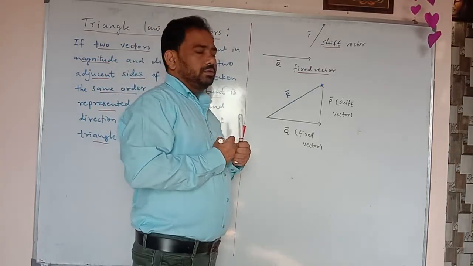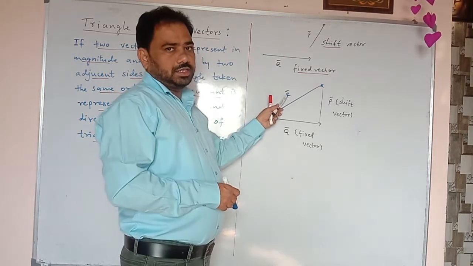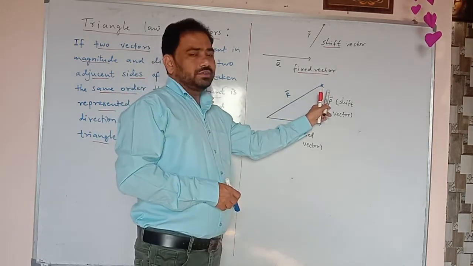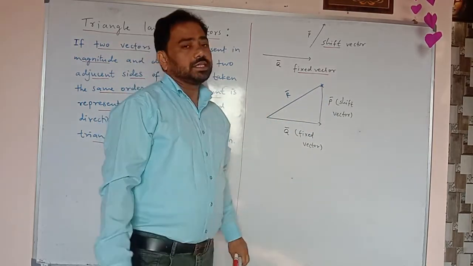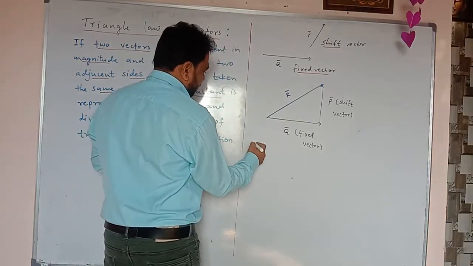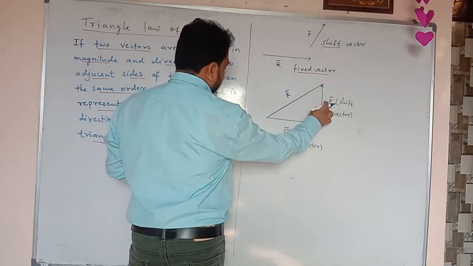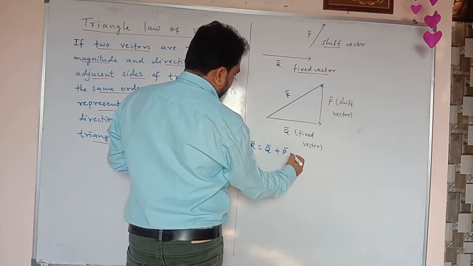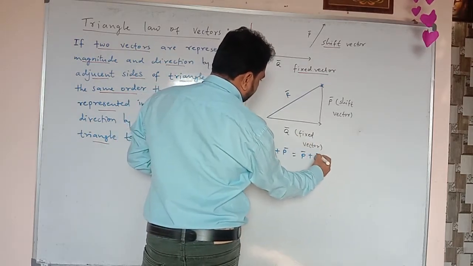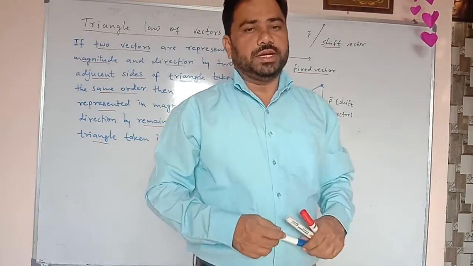And how do we draw it? The resultant starts from the tail of the fixed vector to the head of the shift vector. So this is called the triangle law. In this case we write the resultant R is equal to vector Q plus vector P, or we can write vector P plus vector Q. So this is the triangle law of vector addition.